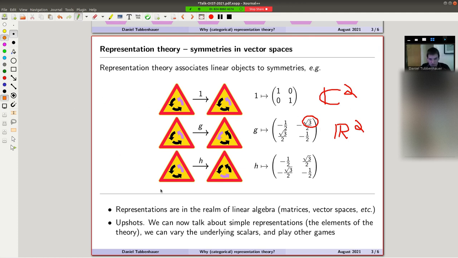Certainly you can do even more. So that's the internal motivation: you can now do actually more with a representation than just with an abstract symmetry. You can talk about basic building blocks, the elements of the theory, they're about simple representations. You can vary the scalars. So I just told you I need a square root of 3 here. So what do I do if I don't have a square root of 3, like when I work over the rational numbers? Then things change, and you can play many other games, and that's the heart of representation theory. You take a symmetry, you push it into the realm of linear algebra, and then you do your linear algebra.